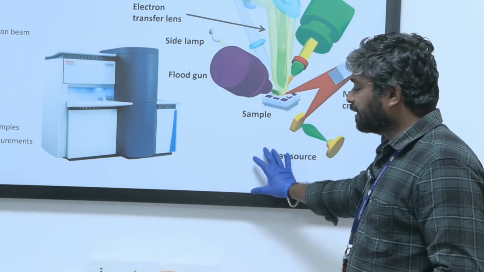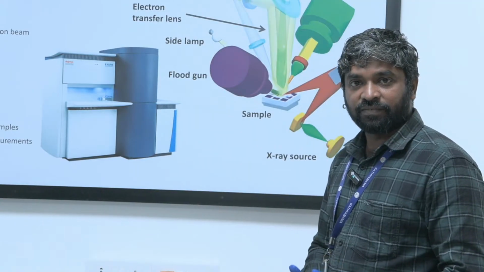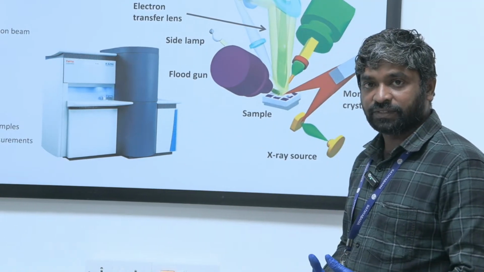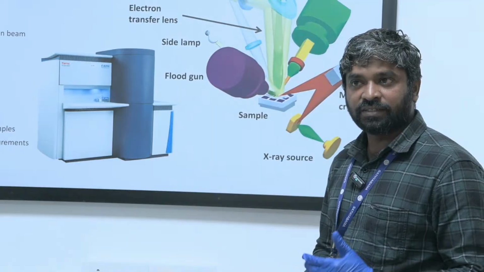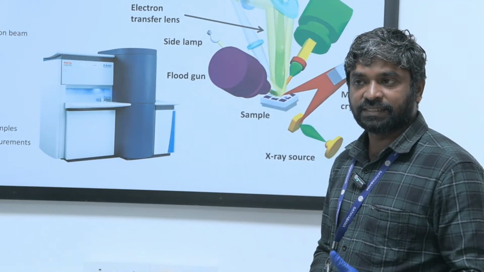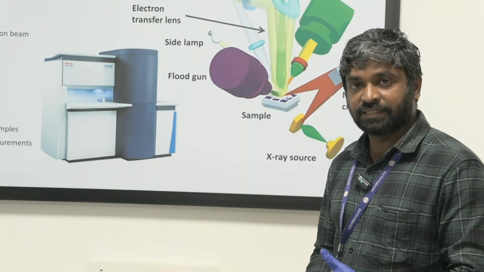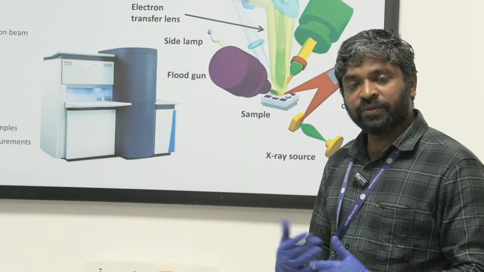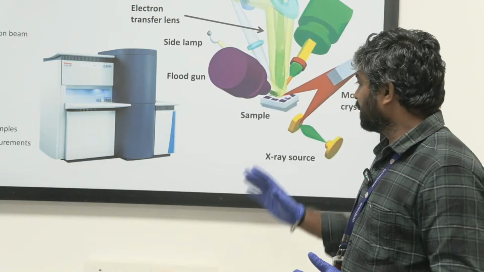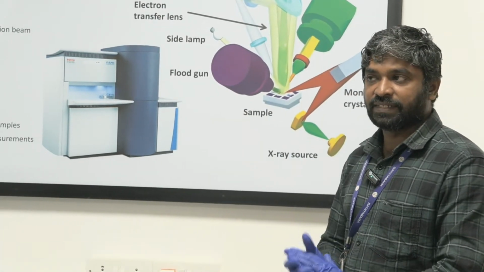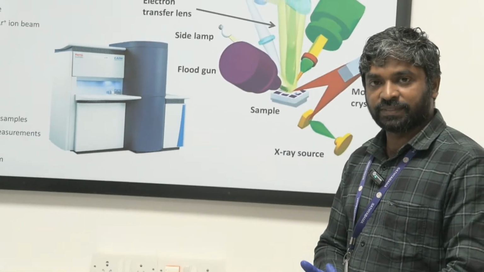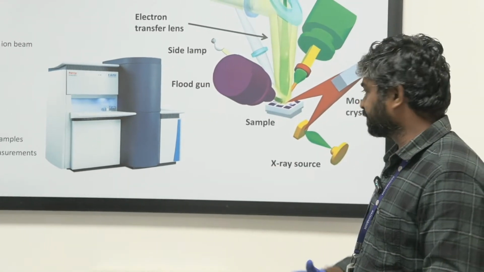Here we are using the aluminum K alpha target, the aluminum K alpha source. Generally there are two types of anodes: one is the aluminum K alpha source, another one is the magnesium source, and a few dual systems are also available. But here, from Thermo Scientific, we have the single anode system. It's an aluminum K alpha.